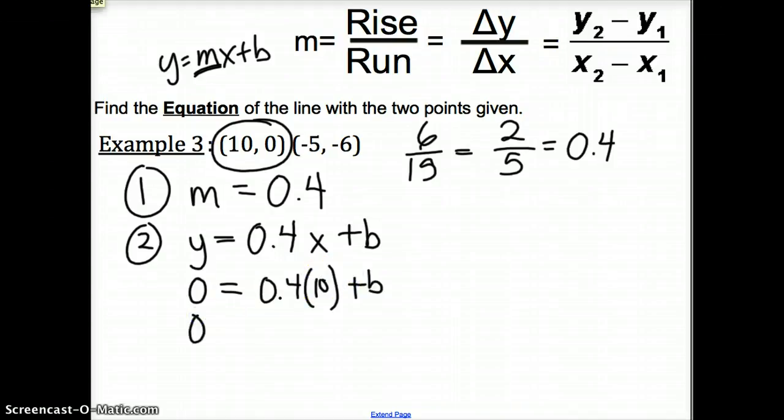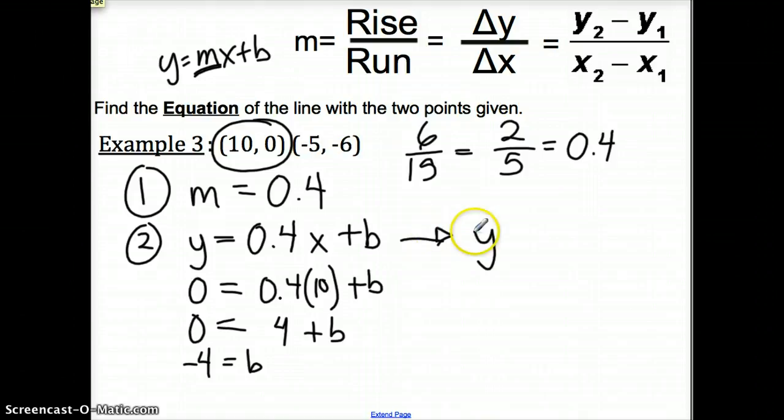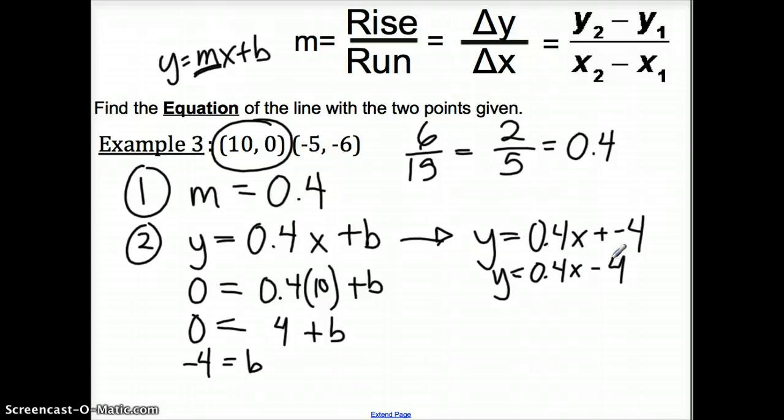Let's see, 0 equals 0.4 times 10 is 4 plus b. Subtracting 4 from both sides, I get negative 4 equals b. So it appears my equation is y equals 0.4x plus negative 4. And you could write this as y equals 0.4x minus 4. You could even go as far as making it the fraction. Remember, it was 2/5. All three of these are correct.